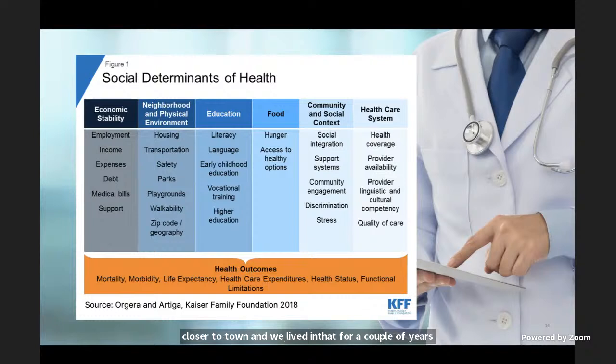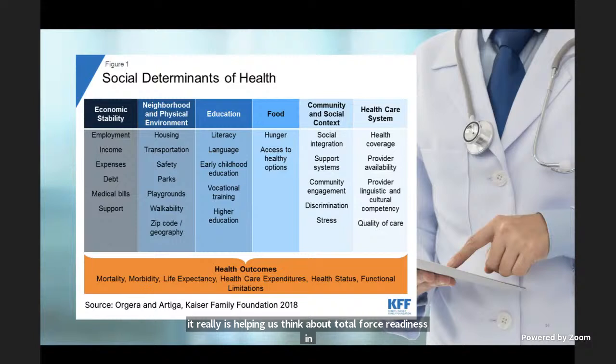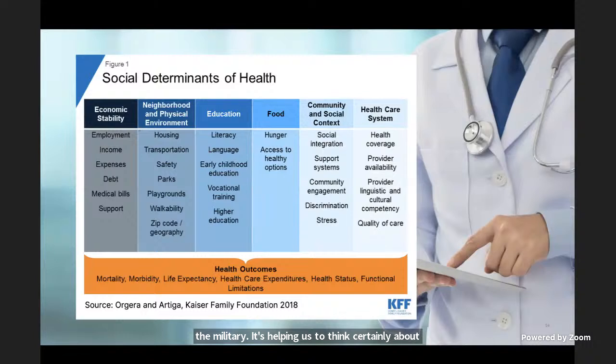So many of you have probably heard about the social determinants of health, and I want to spend some time talking about this because it really is helping us think about total force readiness in the military. It's helping us to think about, certainly, military family readiness and well-being. If you look at the recent National Defense Authorization Act, and at some of the recent policy guidances, such as the Military Family Readiness System guidances, while they may not explicitly say the social determinants of health, they're really trying to address some of these factors.